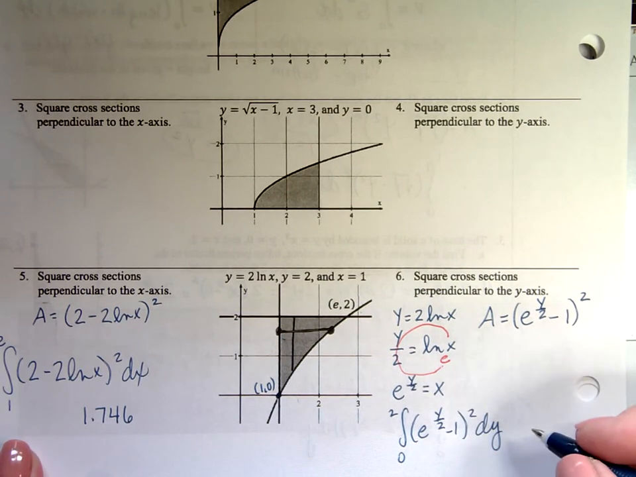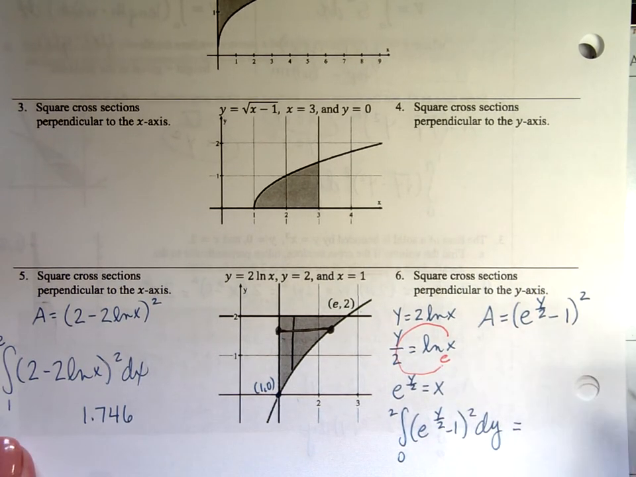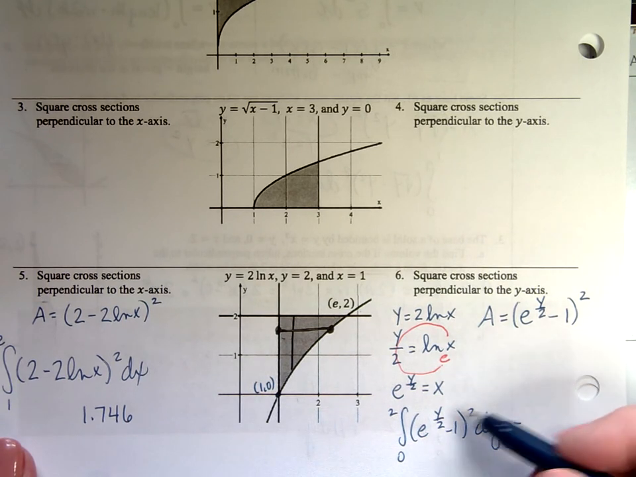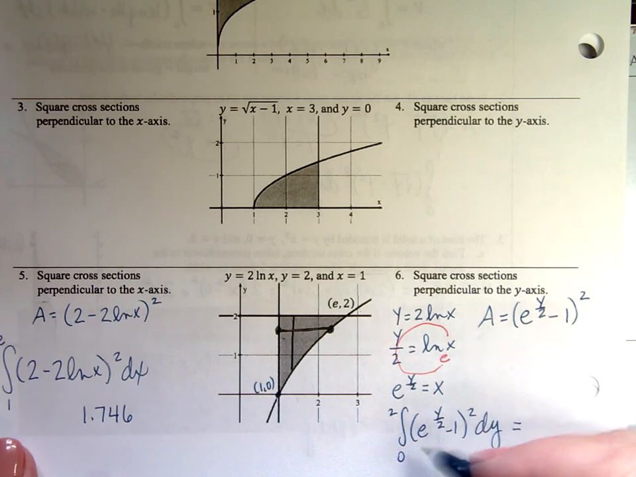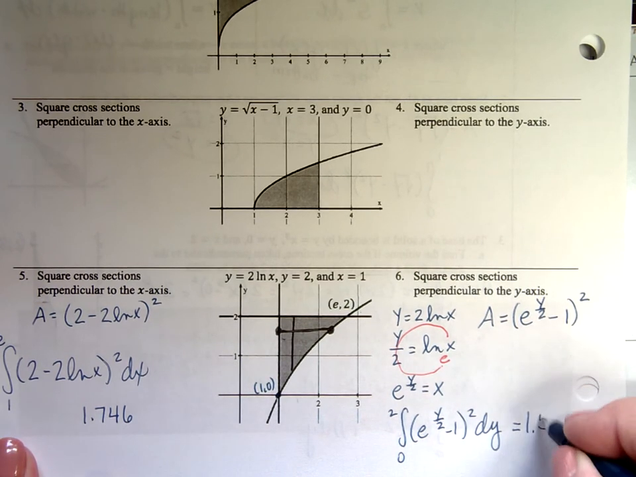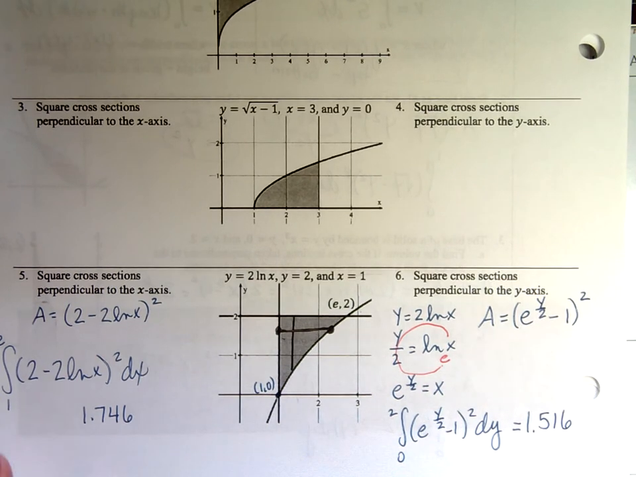Toss that in the calculator. Remember, you can just put it in as x's if you want. It's probably easier to do that. Just make this x over 2 as you plug it in. It's going to give you the same answer. You get 1.516. Okay. There's that practice problem.